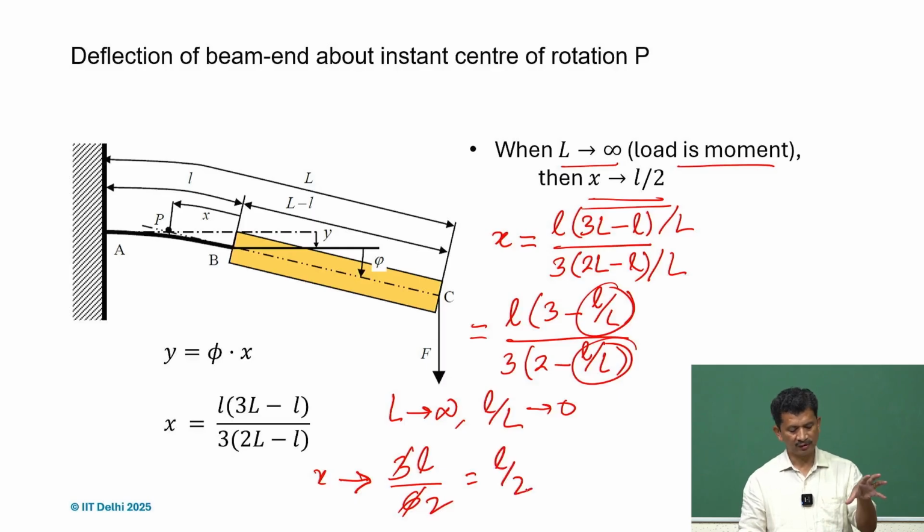So if there is a pure bending moment acting on the rigid part BC, which is relatively thicker compared to the section AB, therefore, if there is a pure bending moment acting on BC, the pivot point, the instant center of rotation P, will be halfway. So, always remember that.